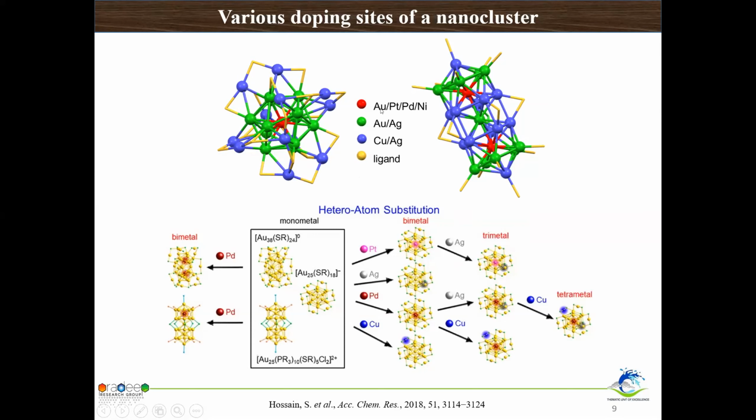As we can see here, platinum, palladium, and nickel mostly prefer to occupy the central position. However, the copper atom mainly prefers the outer staple, and silver and gold atoms can occupy any possible positions. So by proper combinations, more than one metal atom can be incorporated to make multi-component alloy nanoclusters, such as trimetallic, tetrametallic, and so on.